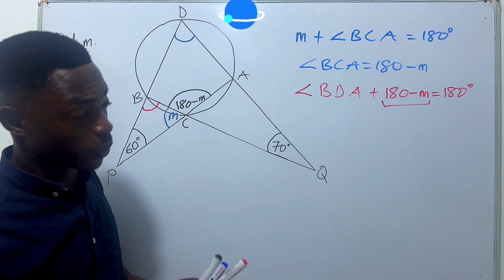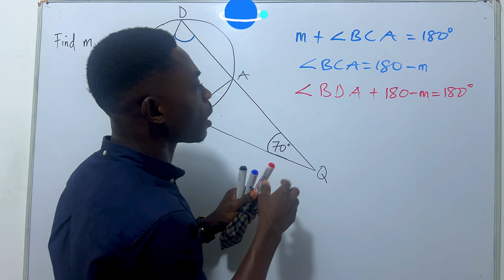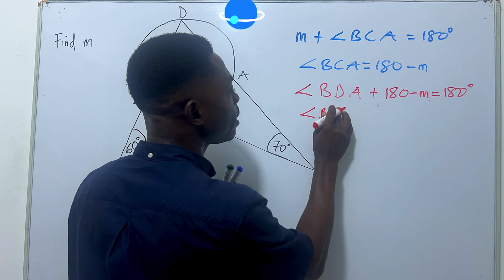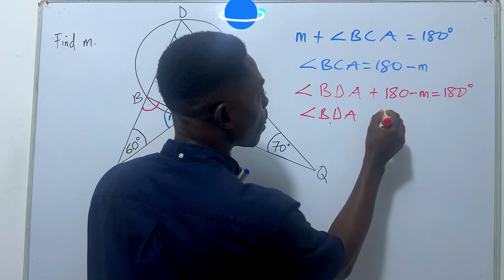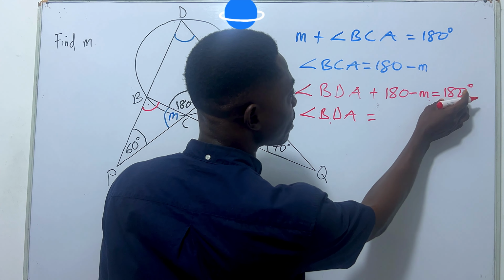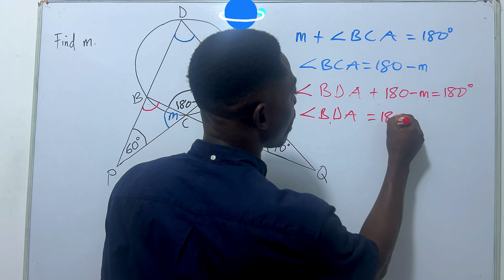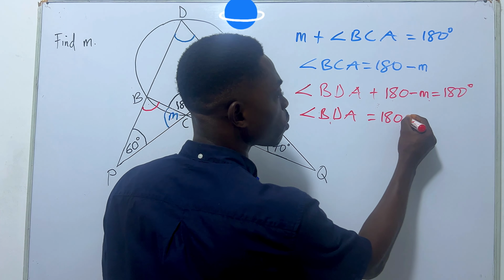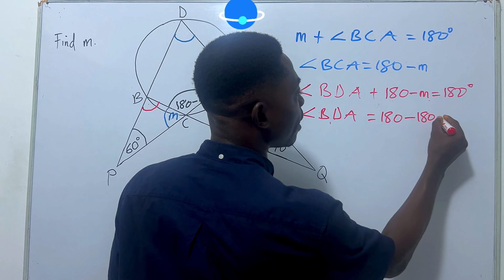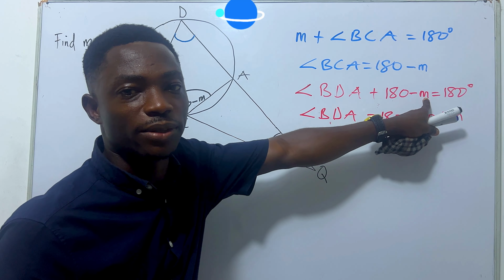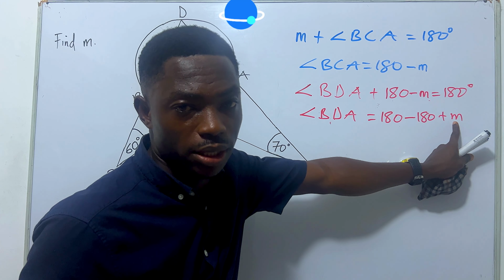Yeah, so this is what we have. Let's keep going. Now we are looking for this angle. We will keep it: angle BDA will be equal to 180, which is already here. So we are going to have 180. Then if this one comes here, it also becomes minus 180, then plus m, because this is already negative. If it comes here, it becomes positive, right?